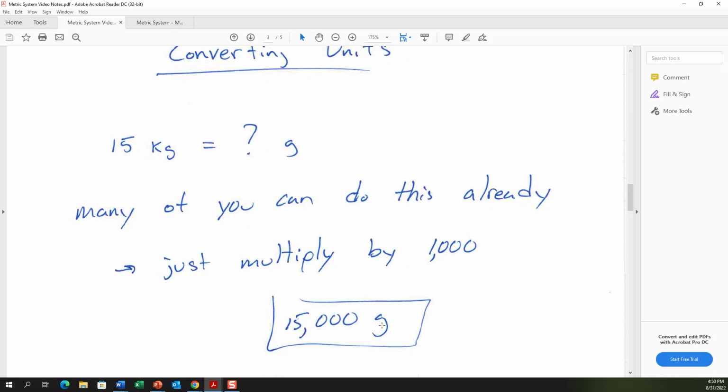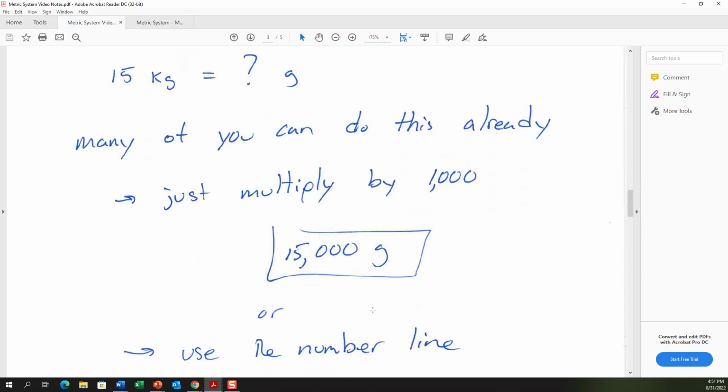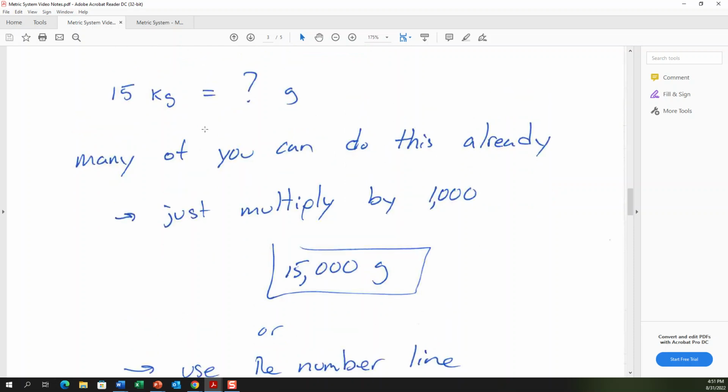And another word for unit is dimension. So we're doing dimension conversion. And a certain way to do dimension conversion, unit conversion, is called dimensional analysis. And I want to show you what you're actually doing when you say 15 kilograms is equal to 15,000 grams, okay? All right.